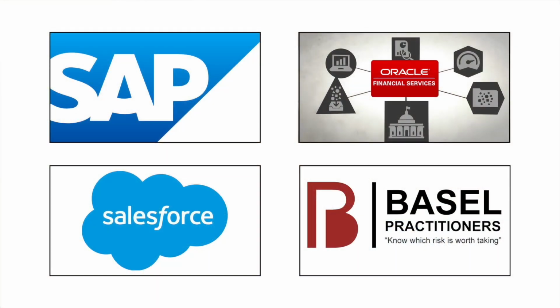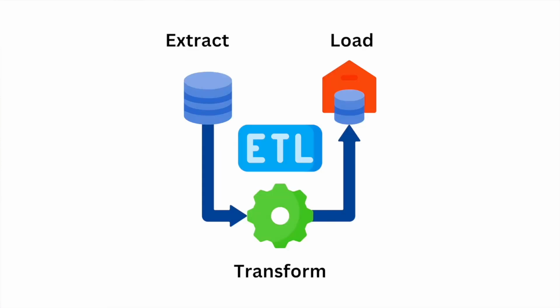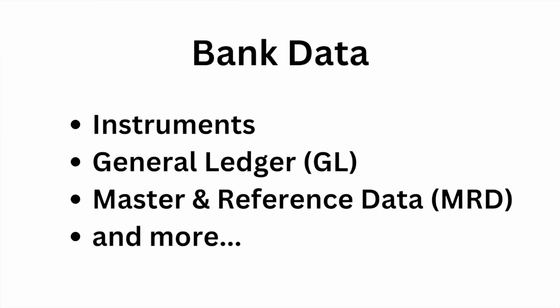So our first step is to seamlessly transfer bank data into an application ecosystem. This ecosystem can be anything, for example, SAP, OFSA, Salesforce, or BBPL in our case, and is usually done through an ETL process where we extract the data, transform it, and load it into the database. The bank data will consist of tables like instruments, general ledger, and master and reference data. So once we extract and transform the bank data, we load it into stage within our application ecosystem.